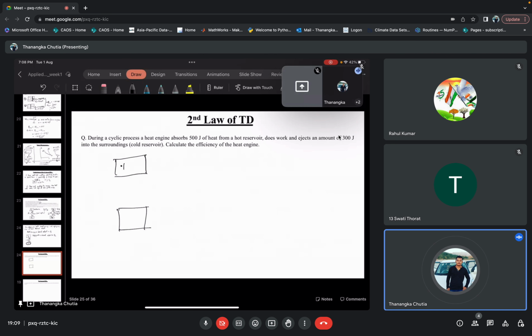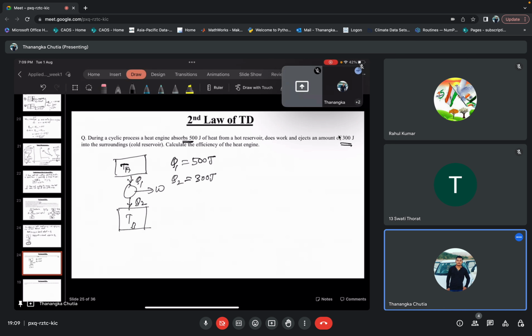So this is some TA, this is some TB, and it is taking Q1 amount of heat, doing some work, and extracting Q2 amount of heat. It is telling that it absorbs 500 joule, so your Q1 is given as 500 joule, and it ejects 300 joule, so Q2 is 300 joule. Now you have to calculate the efficiency of the heat engine.